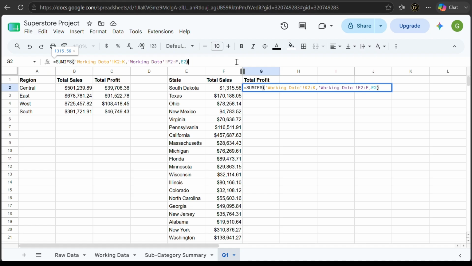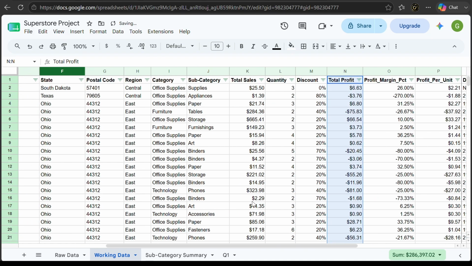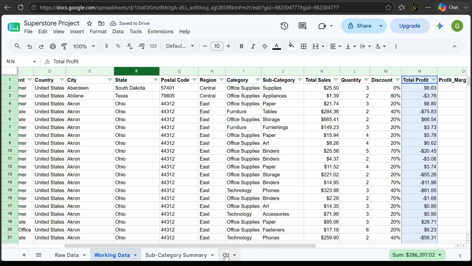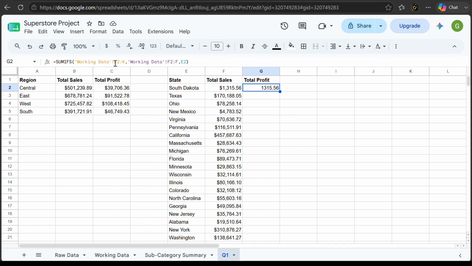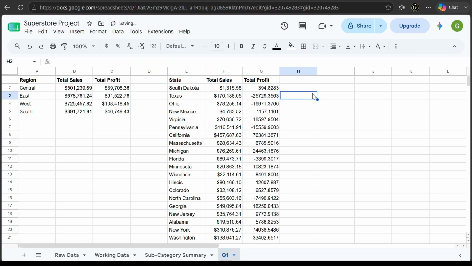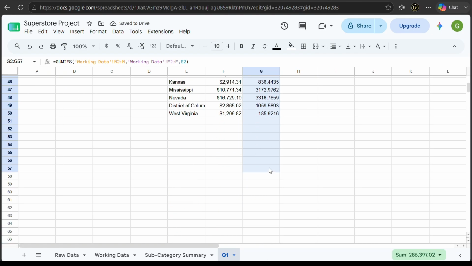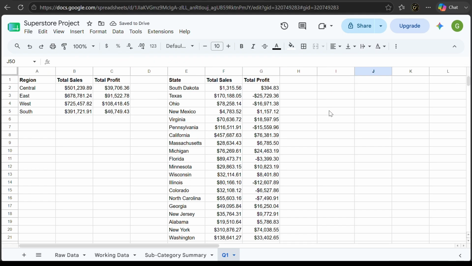But now from our working data, the total profit is column N, and state is F. So we are supposed to change this to N. I'm going to change this to N, and then yeah, this is already F here. So that will be all, and then I can double tap this so that it highlights everything, and then I'm going to just draw this down, and then as usual convert to the currency.